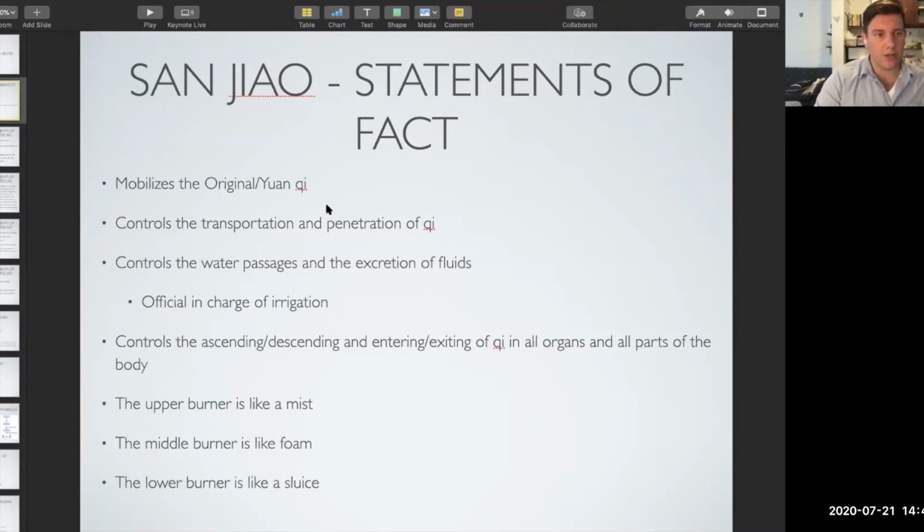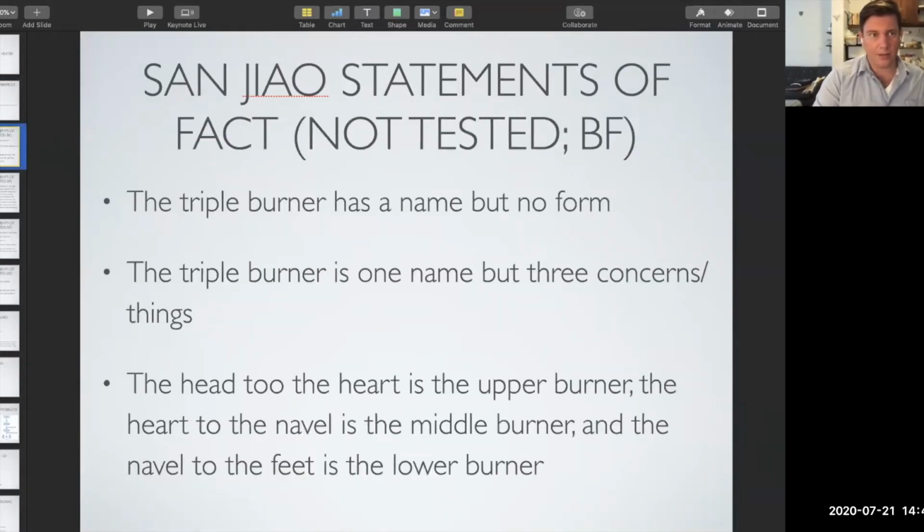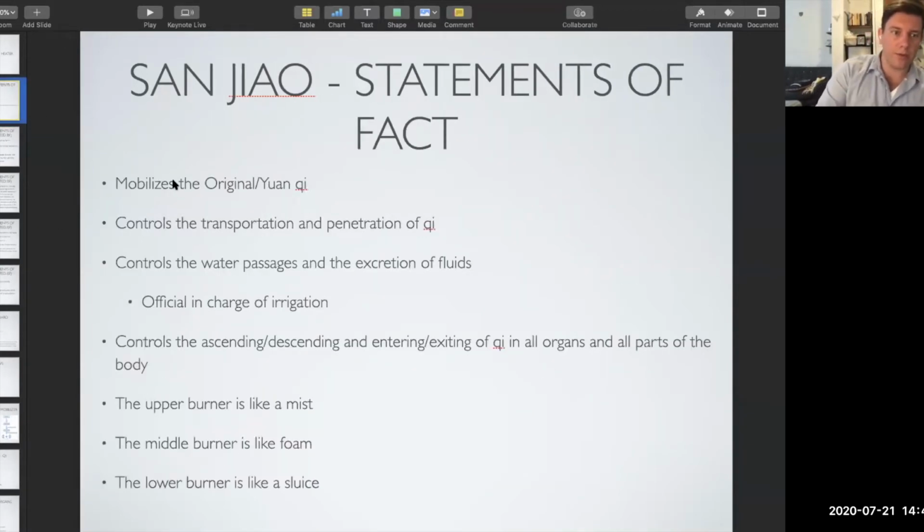This page is the only page of statements of fact that you need to know for exams and things. I included a whole bunch of others from other sources to try to give extra information because this one's a little confusing. The other pages say not tested on them, so don't worry about it. If you feel like, whoa, this is too much information, you're not going to be tested on a lot of this in my class or on boards and comps, but I feel like the information that's given just for the boards and comps is not enough to get a feel for the Sanjiao.